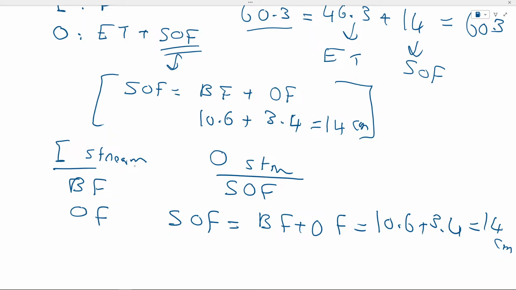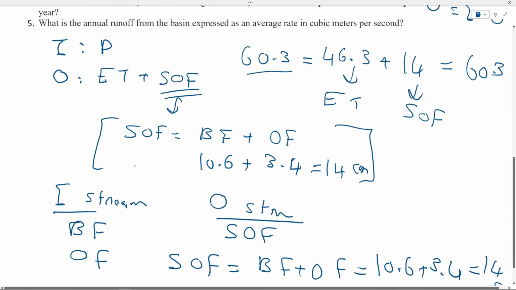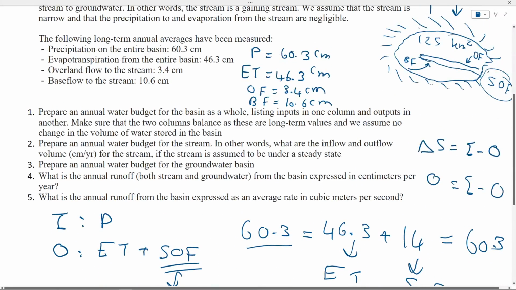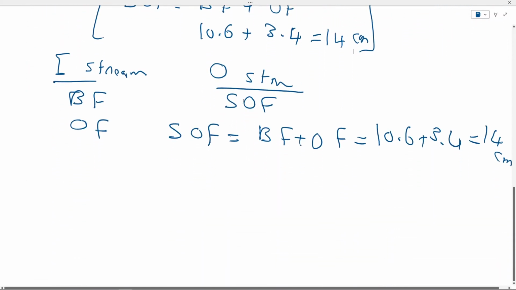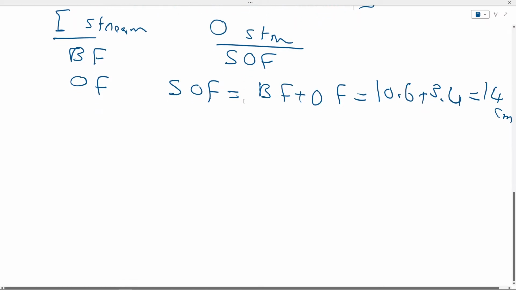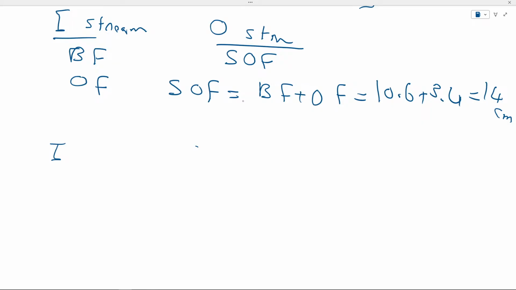Okay. Now let's read our budget for the groundwater basin. What is the annual water budget for the groundwater basin? Now, this is the entire basin, but I'm just looking at the groundwater basin. So for the groundwater basin, you have input and you have output. The output, we know, is the base flow. That's the only output. What about the input?